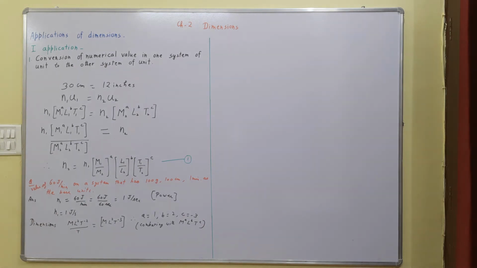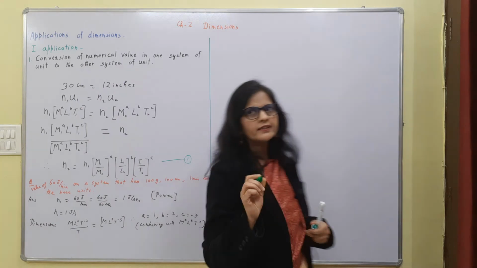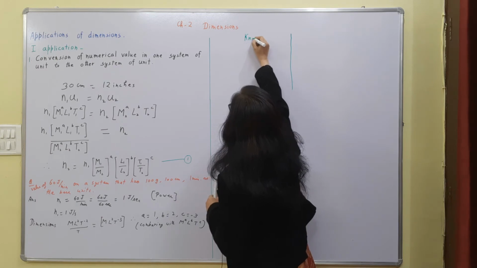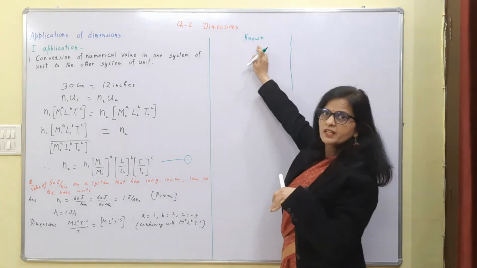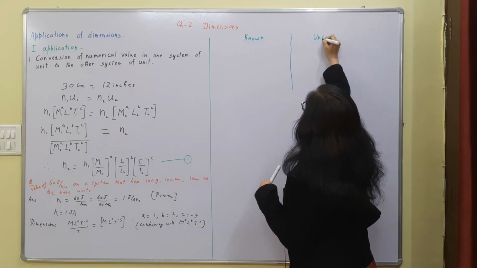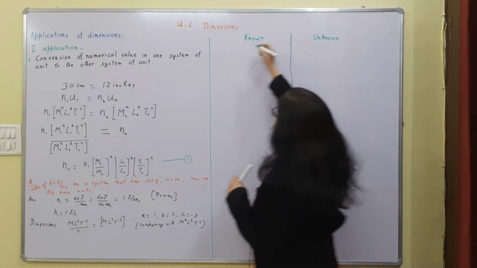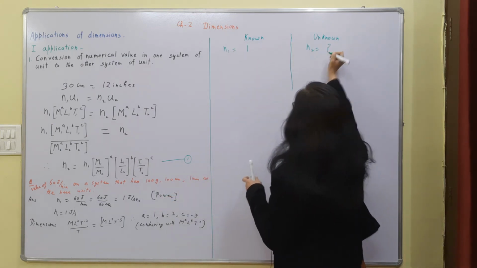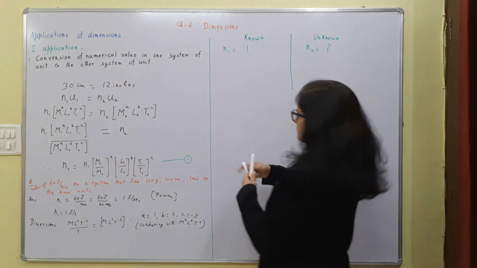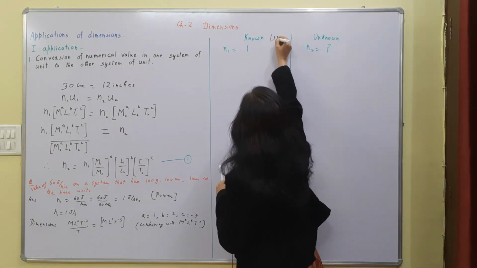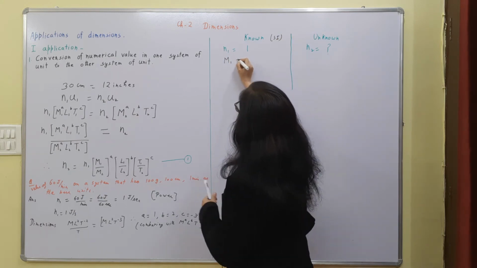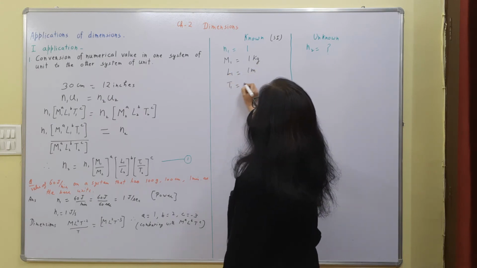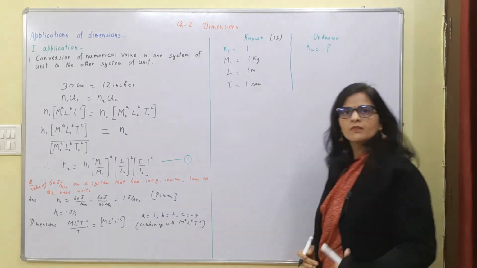Now what will be the next step? Next step is to write the table. So how to write the table? I told you that for the table we write here known. Known means the system in which the numerical value is known, and then unknown system. So here the numerical value is how much? This is given 1. This value we have to find out, right? Now known system, we have just calculated that this was SI system. So we will write M1 as 1 kg, L1 as 1 meter, and T1 as 1 second, right?